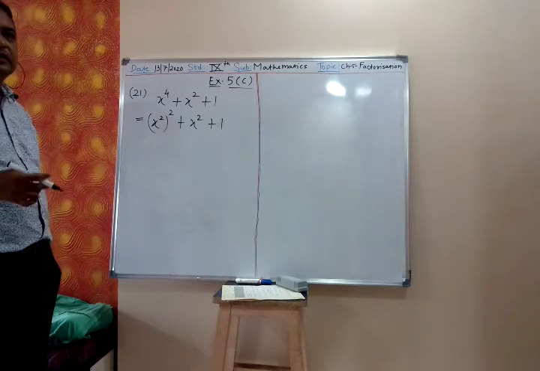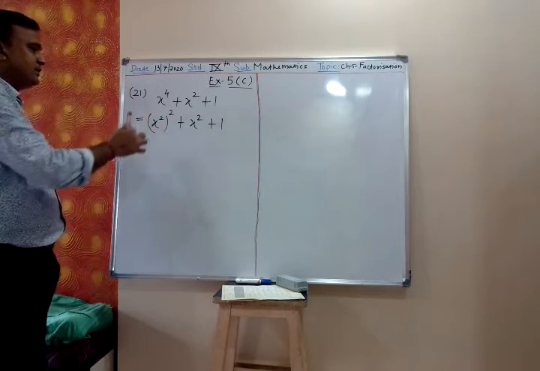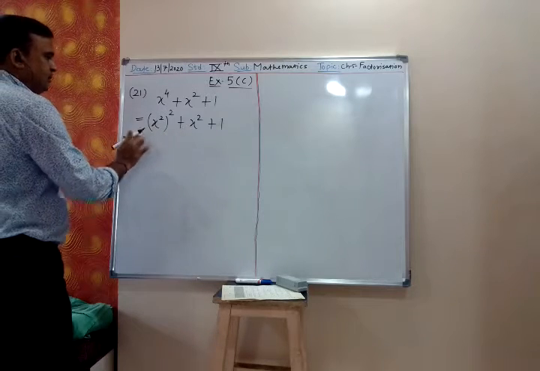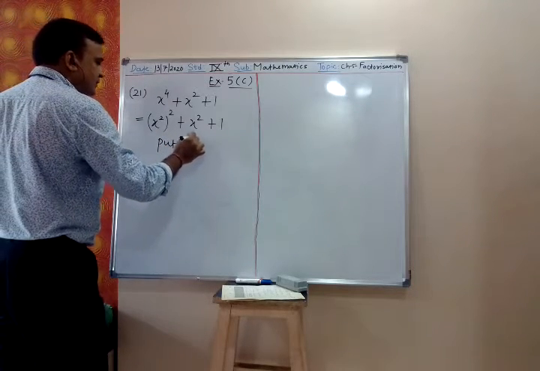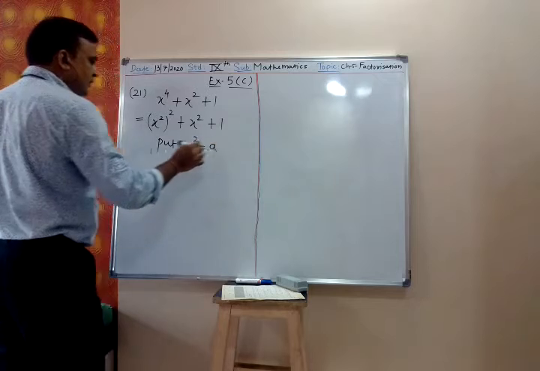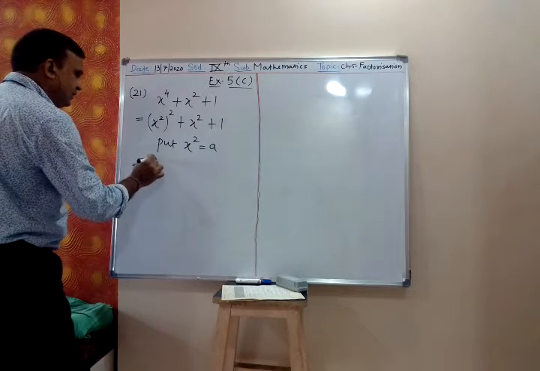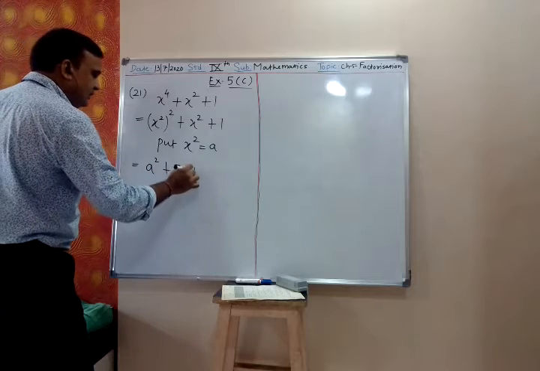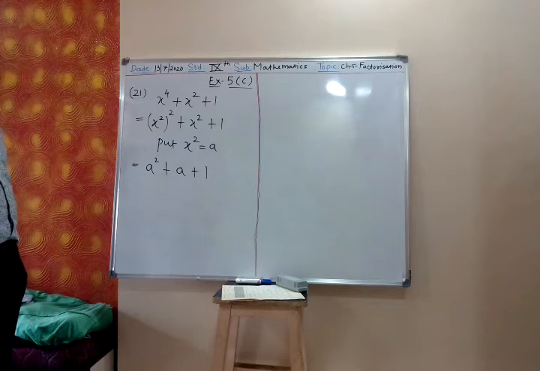X raised to 4 I have written x square square. Power raised to power, we multiply the powers. Then next step, I have taken x square as a. So put x square is equal to a. So I have written this x square as a. So this becomes a square plus a plus 1.